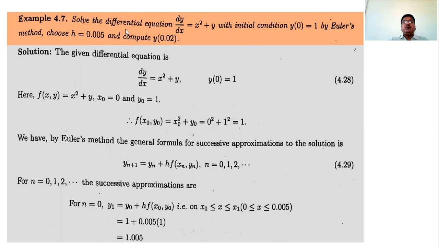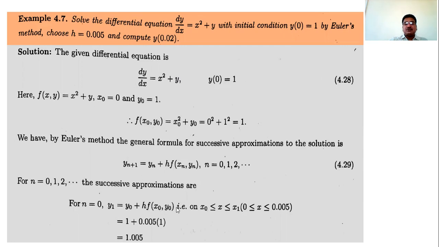y1 means the value at 0.005. Then find y2, that is the value at 0.01, and then the value at 0.015, and then the value at 0.02. So y4 is our final answer. And f(x,y) is x square plus y. y0 is 1 and x0 is 0. And then y1, what is y1?